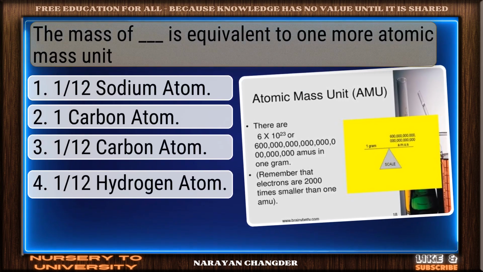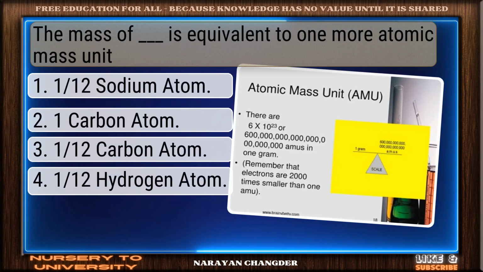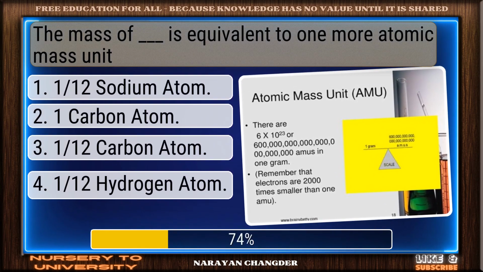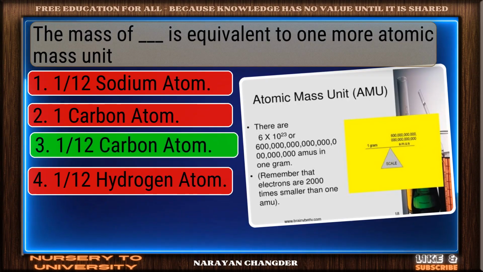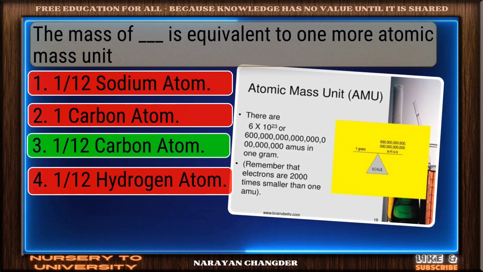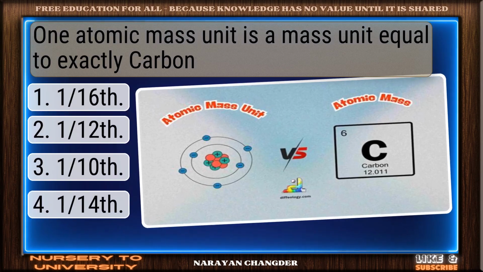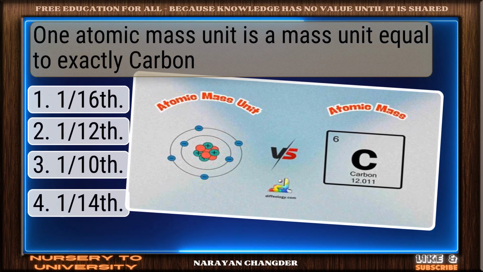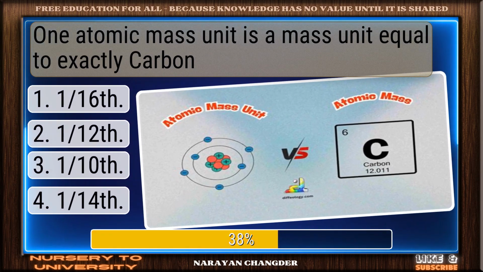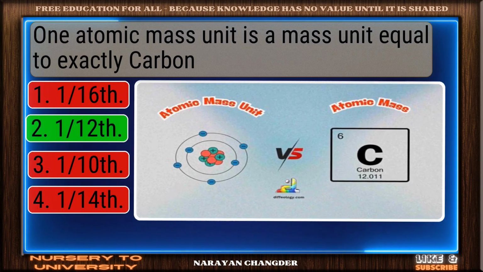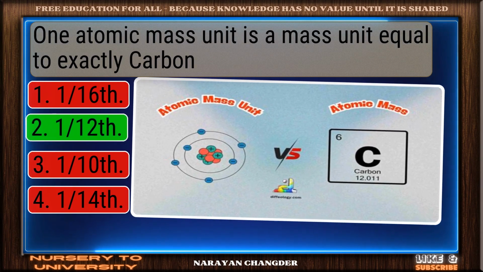Question number 98. The mass of dash is equivalent to one atomic mass unit. Clear logic. Your choice, 1/12 of carbon atom, is sound and 100% true. Question number 99. One atomic mass unit is a mass unit equal to exactly carbon. Strong choice. 1/12 is the right answer.